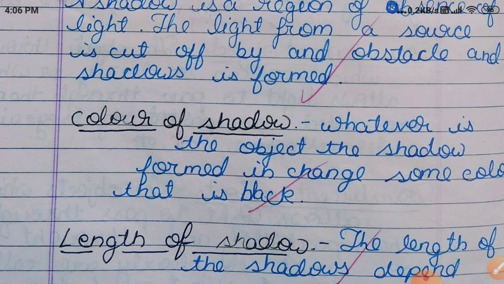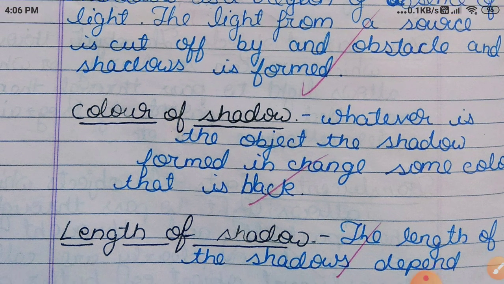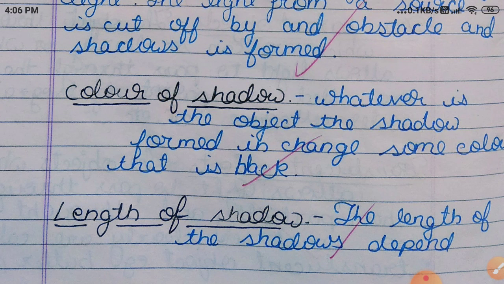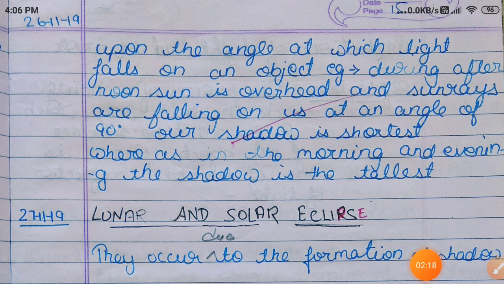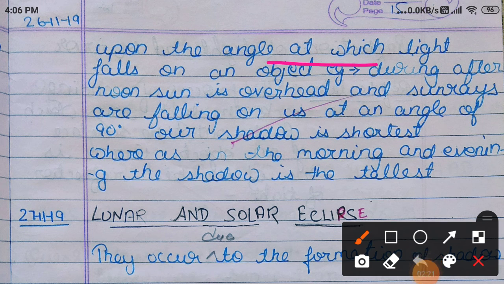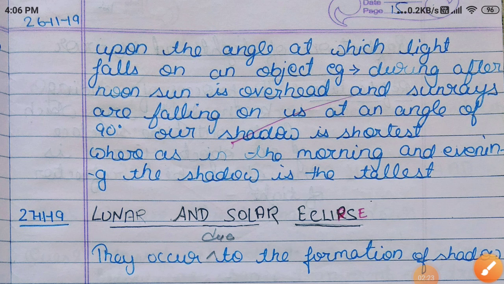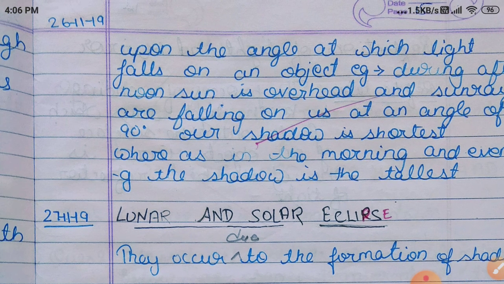Color of shadow: whatever the object, the shadow formed is of one color, that is black. Length of shadow: the length of a shadow depends upon the angle at which the light falls on an object. Example: during afternoon, the sun is overhead and the sun rays fall on us at an angle of 90 degrees. Our shadow is shortest, whereas in the morning and evening the shadow is the longest.